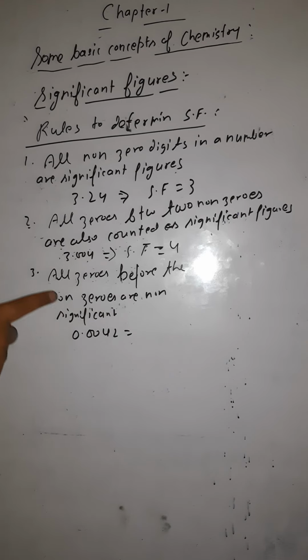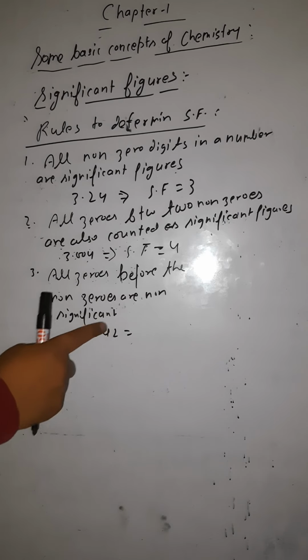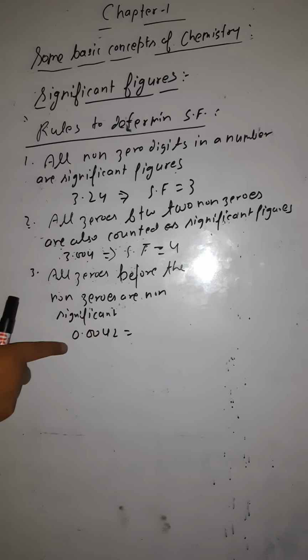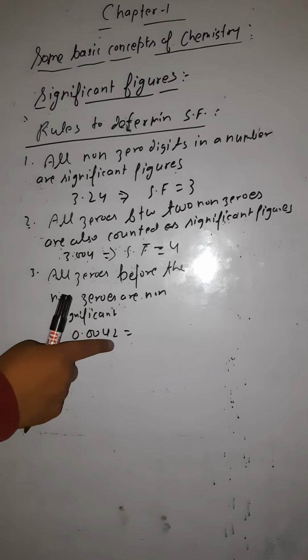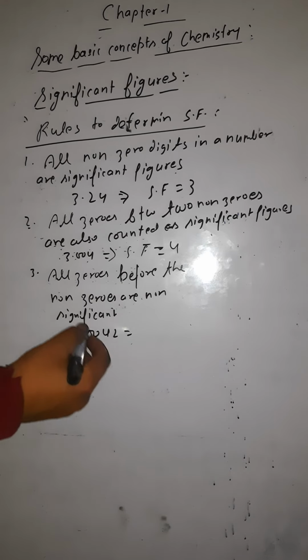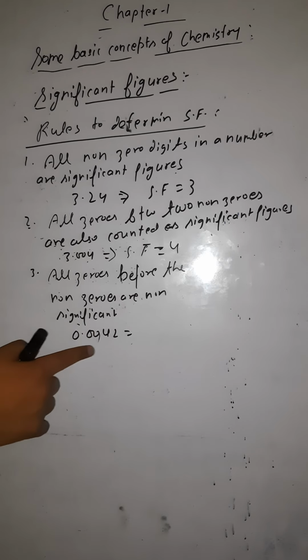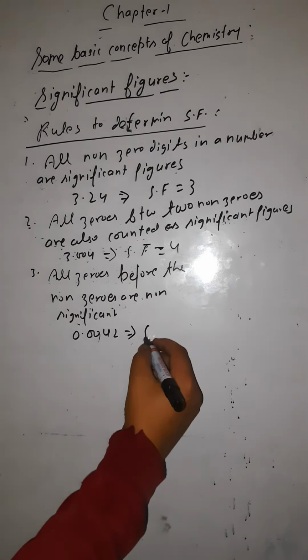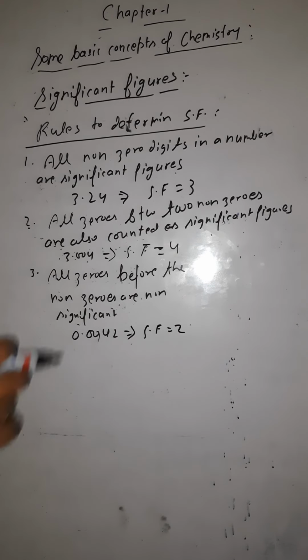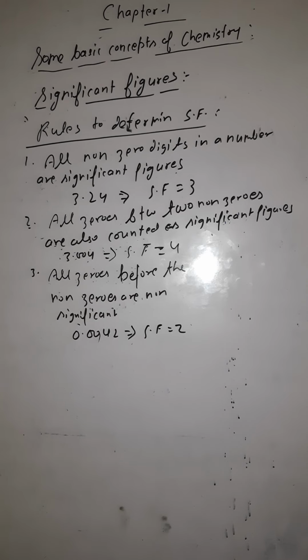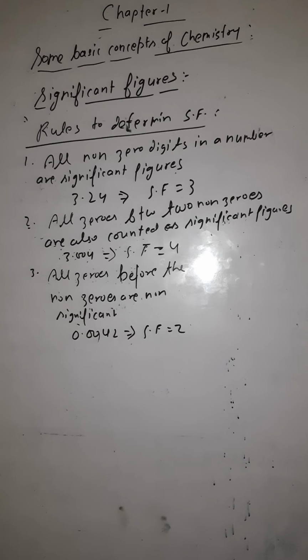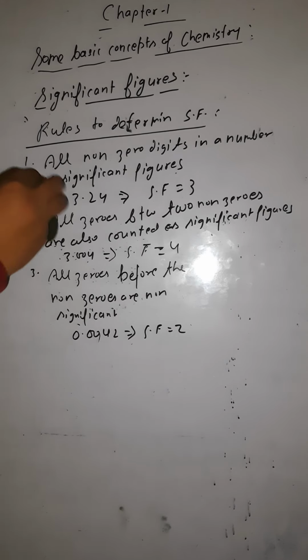Now if you see, the rule is all zeros before non-zeros. 4 and 2, these two are non-zero, and before this all zeros are there. So all zeros before the non-zeros would be non-significant. So these three would be non-significant. So how many significant figures here then? Only 2. So SF would be 2. Are you getting this? So this was rule number 3. Now let's move towards rule number 4.